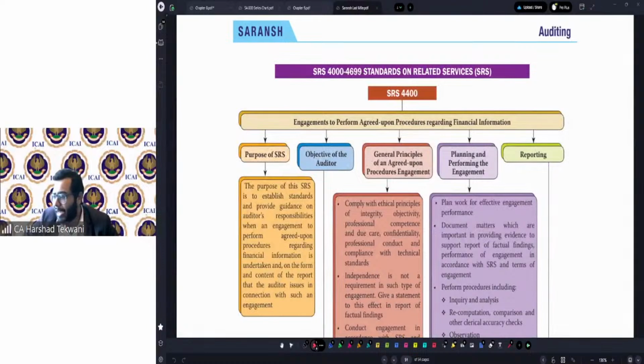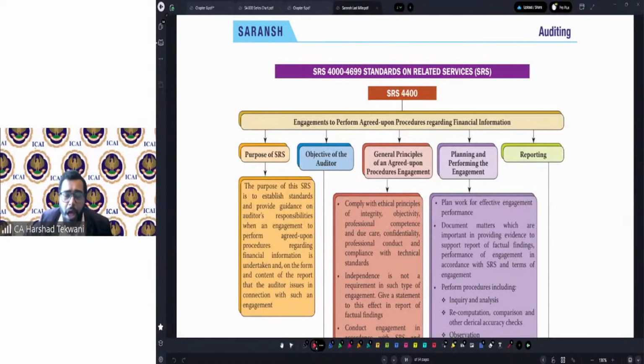What is chapter 9 about basically? Now, when I talk about chapter 9, it talks about your specific kind of engagement standards. That's the related service standards. So the standard on related services, which is known as SRS.